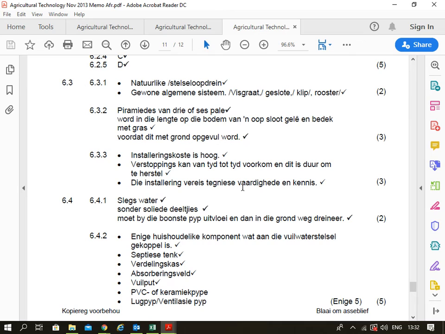Say again? It's almost like an overflow, yes. Slegs water, sonder soliede deeltjies moet by die boonste pyp uitvloei. So dan in die grond werk nie. So only water must flow out. So it's like an overflow. It's basically the water must flow out, but not any solid things. We don't want your bodily waste to spill out onto the land, only the water.